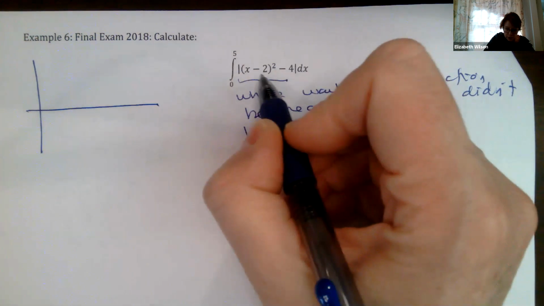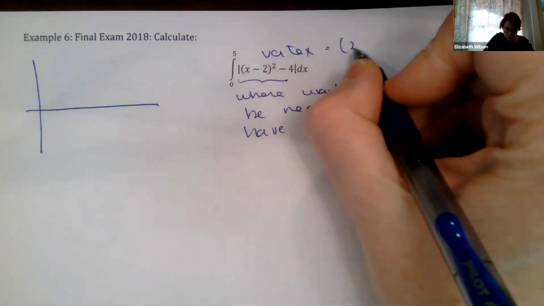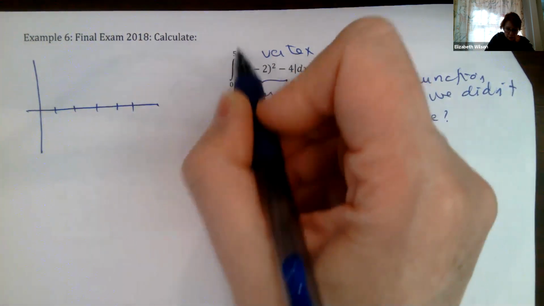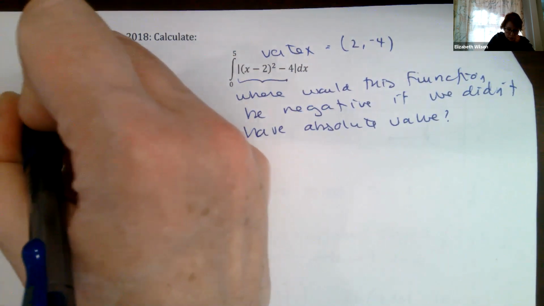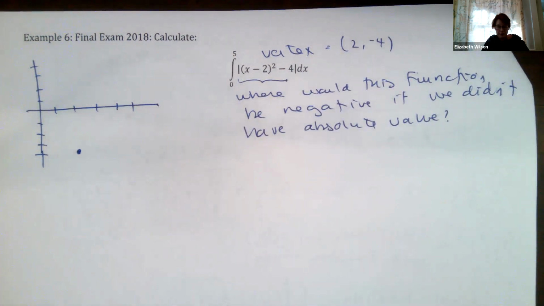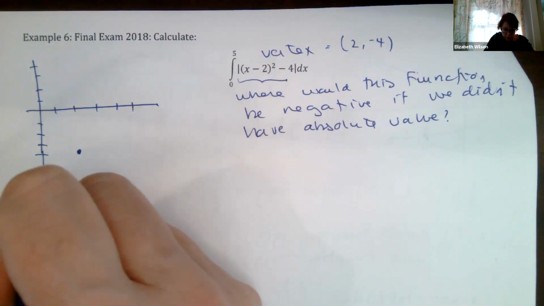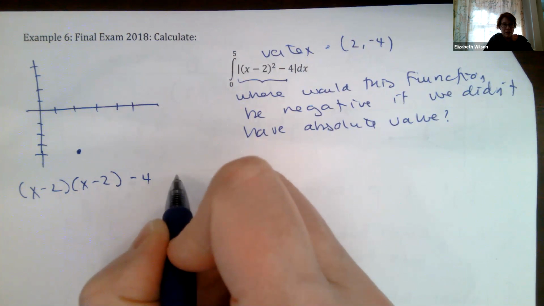This is in vertex form, so our vertex is (2, -4). That's the area that we're integrating over. Now I need to figure out where this is going to pass through the x-axis. The first thing I'm going to do is FOIL that out, and then I've got the -4, and then I'm going to set that equal to 0 and solve for x.